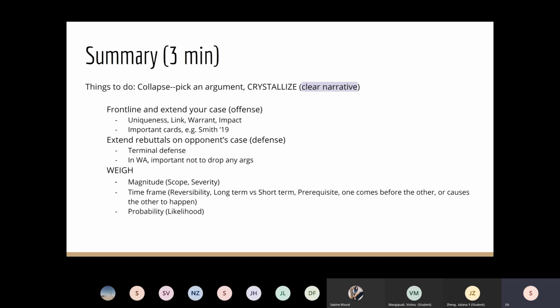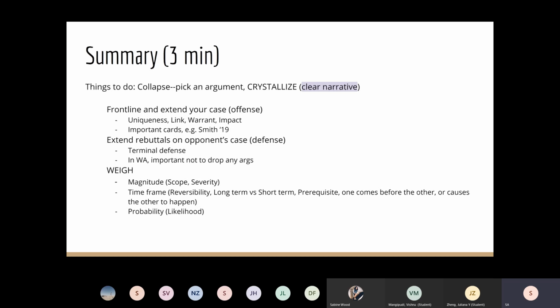Time frame is another way of weighing. So this includes reversibility. Reversibility really is important when it's stuff like climate change, because the impacts are irreversible. And then there's long-term versus short-term. This works both ways, it can be good or bad for you. You can say that if my impact manifests in the short term, then you have to vote for me first. But if they say that their impact is showing in the long term, it lasts for a longer period of time, then you might want to vote for me instead.